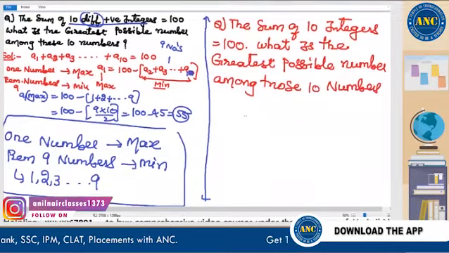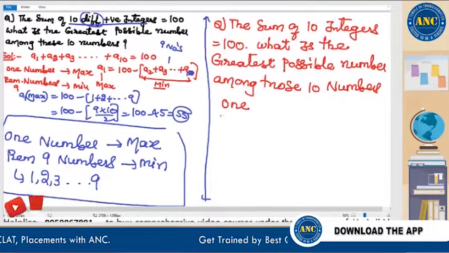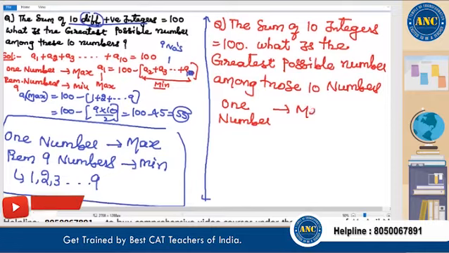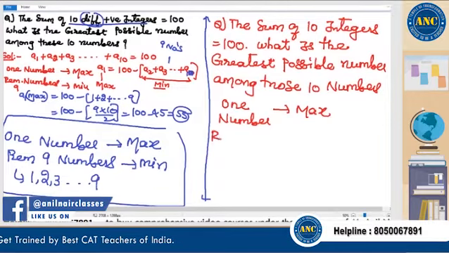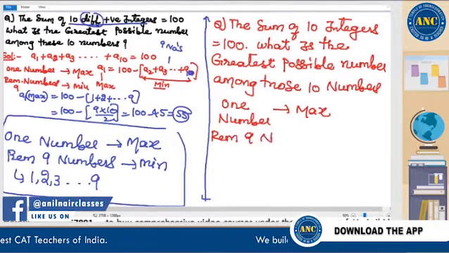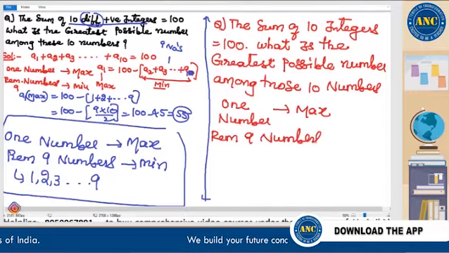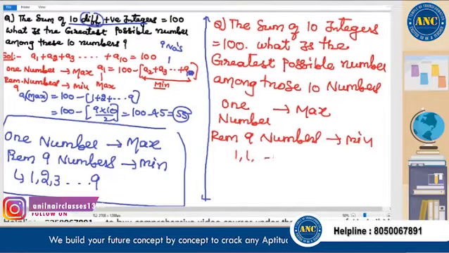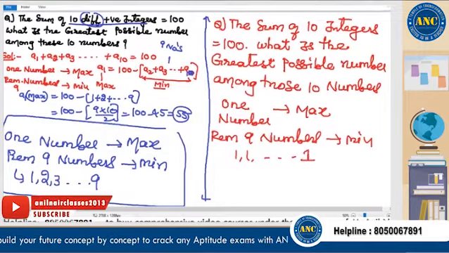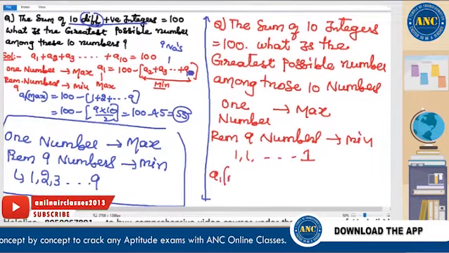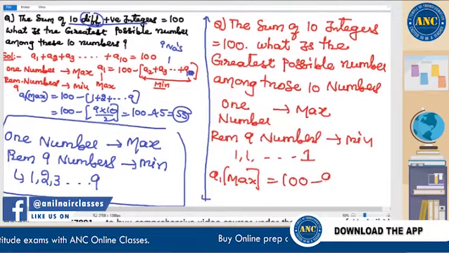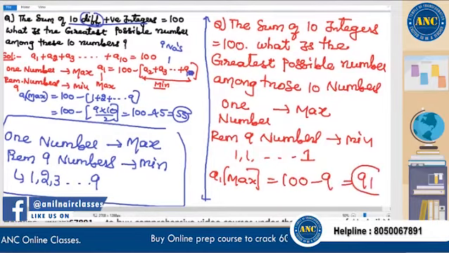Same thing, if one number is maximum, remaining 9 numbers should be minimum. Question is not distinct. All of them will be 1, 1, 1, 1, 1, 1. So A1 maximum is nothing but 100 minus 9. Answer is nothing but 91.